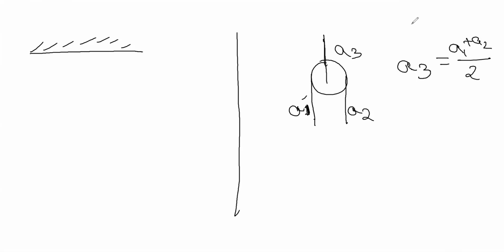Along with the signs: if it is moving upwards, you have to take plus. Let us suppose A1 is moving up and A2 is moving down, then it is A1 minus A2. If A3 is moving downwards, then it becomes minus A3. You have to take this along with the signs. Now let's calculate one.